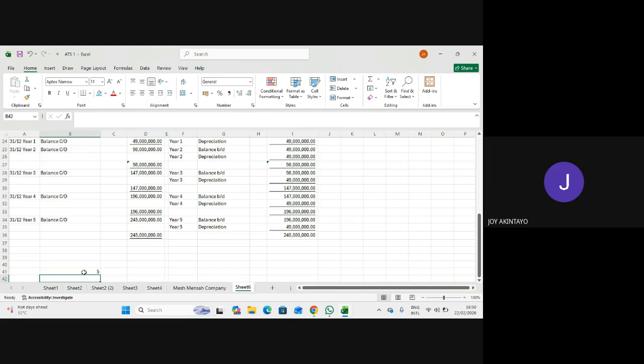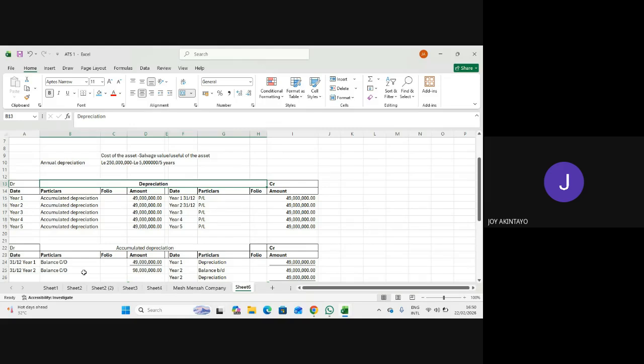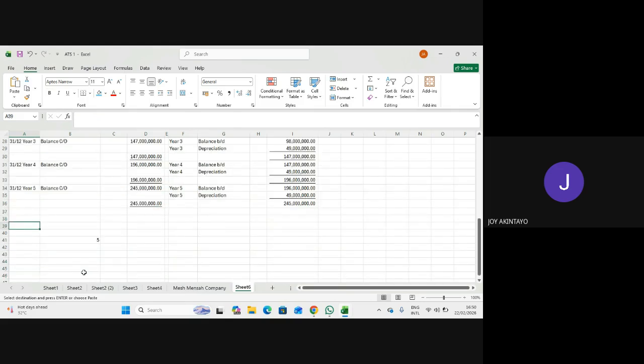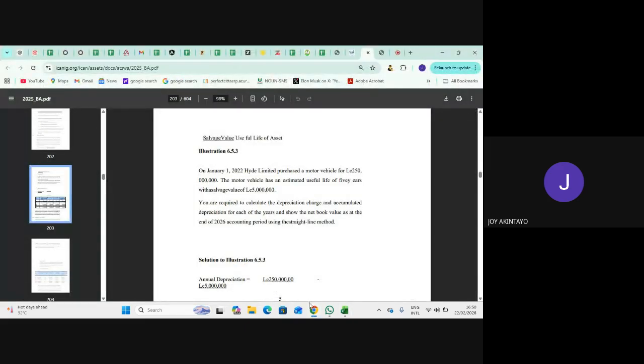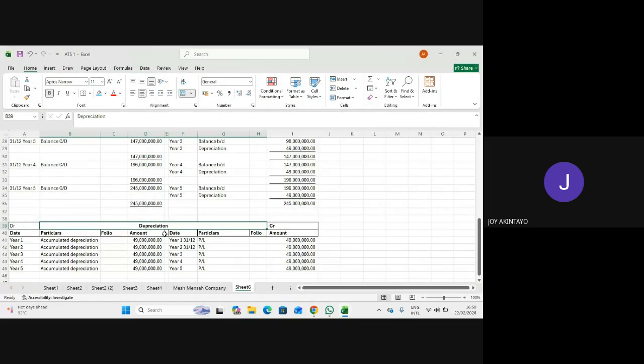Then your asset account also is very, very important. The only thing you need to do is the carrying over of your cost. So like now, let's take for example this. I'll just change some things here. What is the asset? Oh, motor vehicle. So we are being told motor vehicle. You just write motor vehicle.